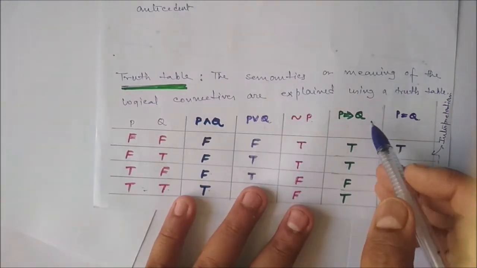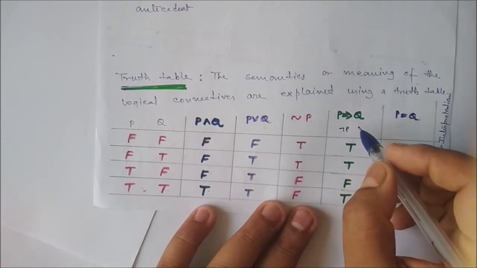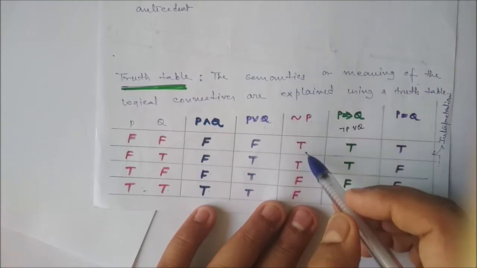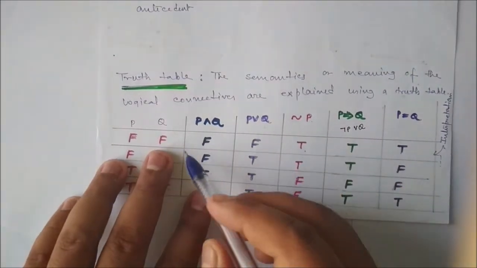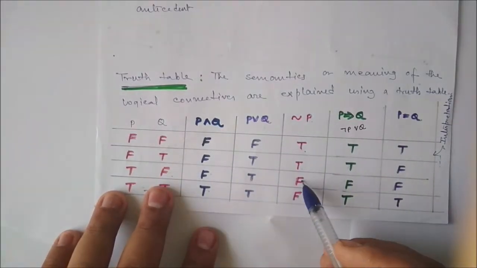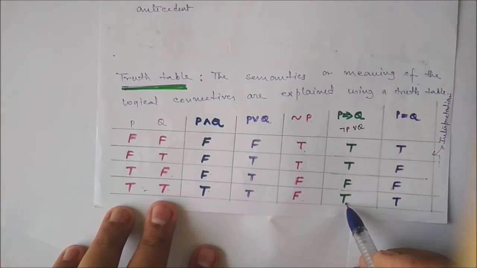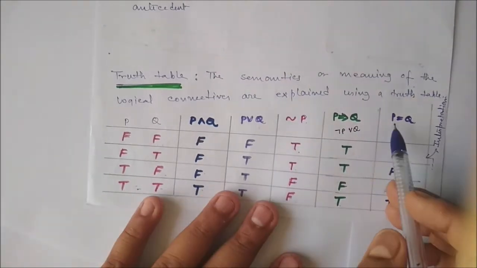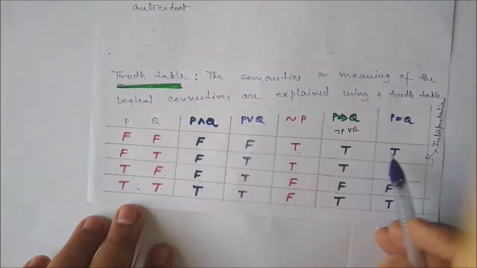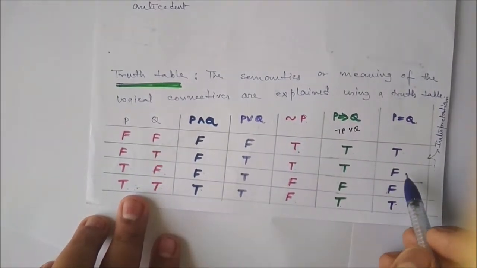Next, P implies Q. To get P implies Q, we have to write not P or Q. So not P is what? And then or Q. So true or true is true, true or false is true, false or false is false, true or false is true. Next, P equals Q. You can see here both are the same, yes, that's why it is true. Both are equal, that's why it is true. Both are not equal, so that's why these two are false.